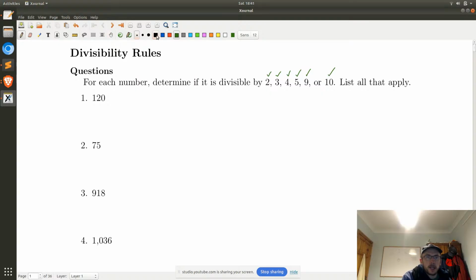And so now to apply those rules to these given numbers. So 120 is divisible by 2 and 3 and 4 and 5. And is it divisible by 9? Well, no, because the digits do not add up to something on the 9 times table, but it is divisible by 10. Of course, I could factorize this and list out all of the divisors, but for now, I'm just applying divisibility rules.